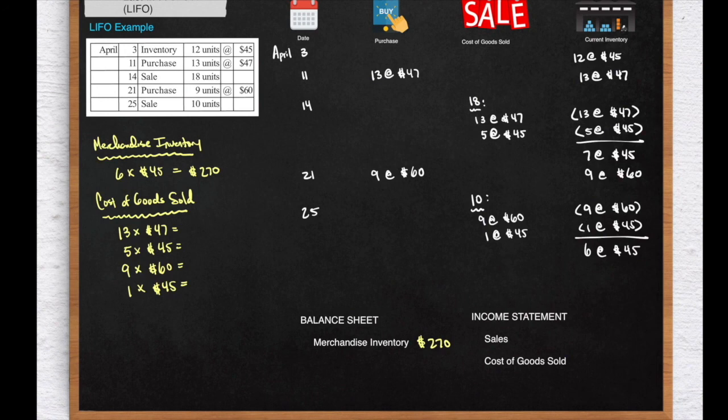We're just going to calculate this. And once you calculate each one, the first one is $611. Once you calculate each one, you want to add them all up, and it will give you the cost of goods sold. 5 times 45 is $225. 9 times 60 is $540. 1 times 45 is $45. So let's combine that, and we will get $1,421, and that is the cost or the value of your cost of goods sold, $1,421.